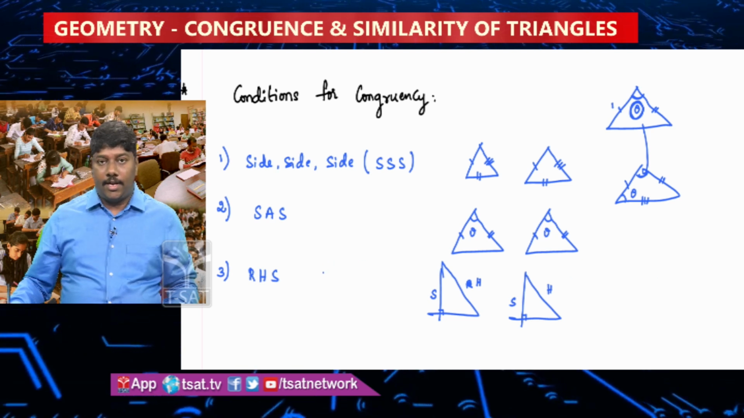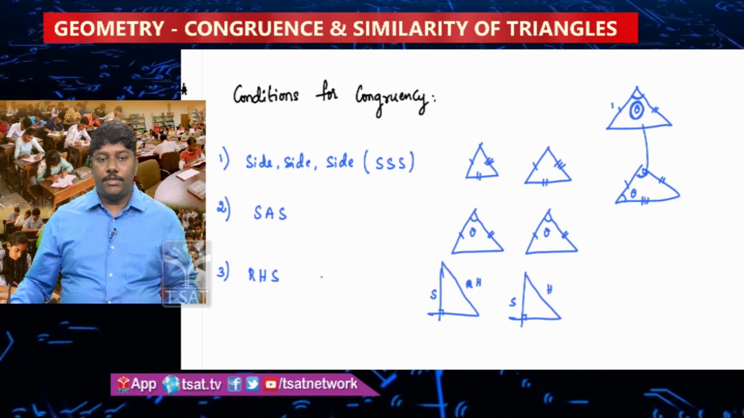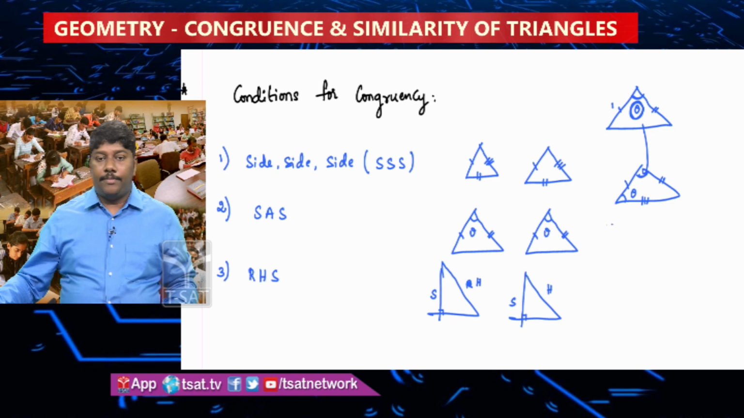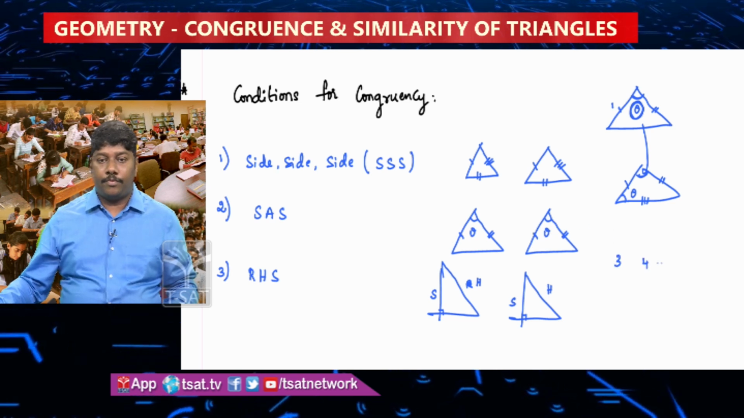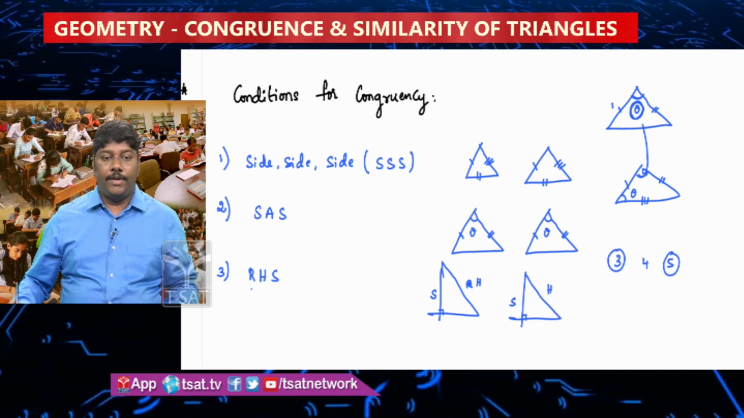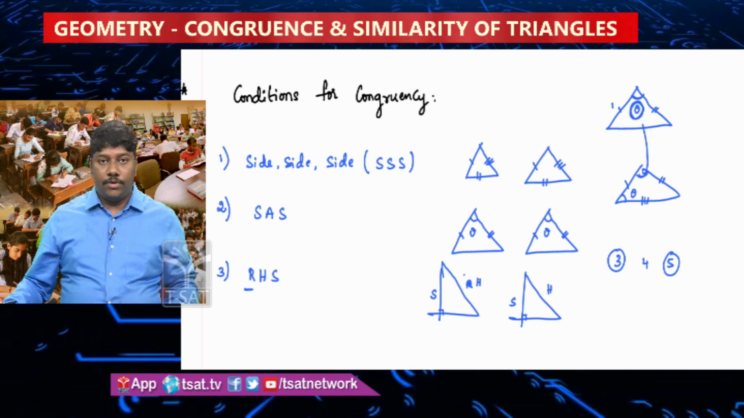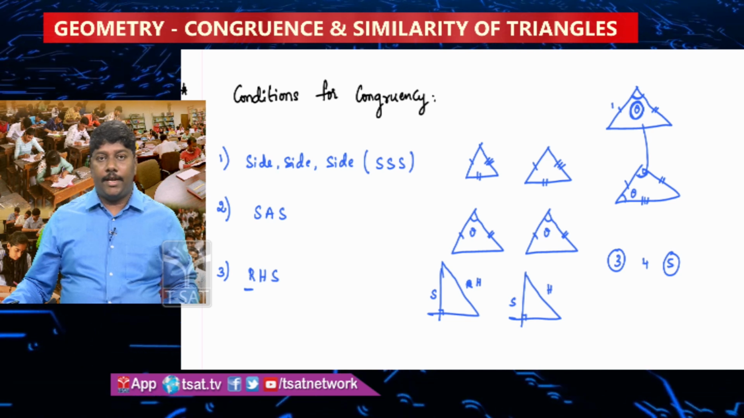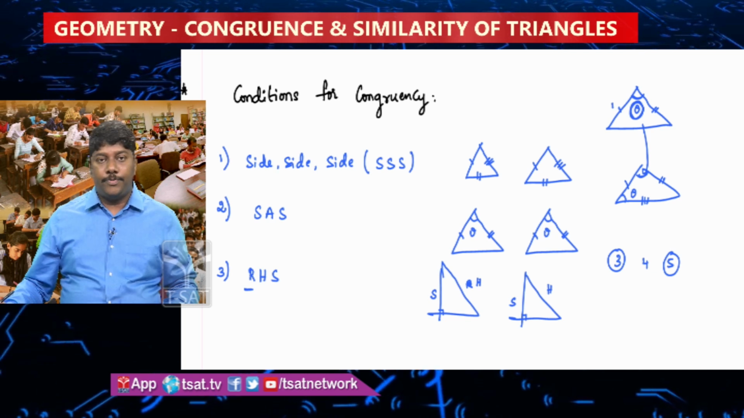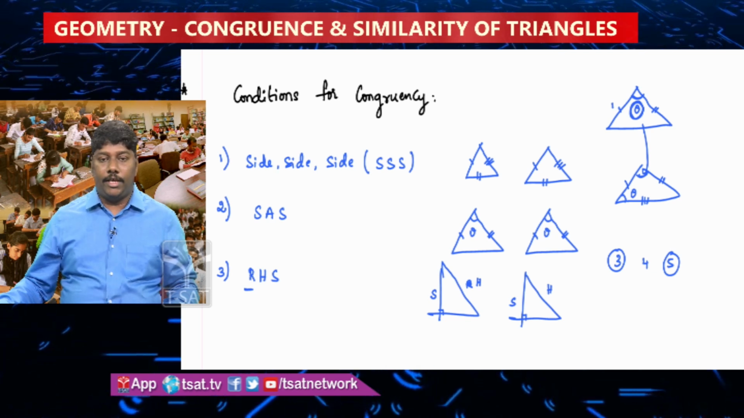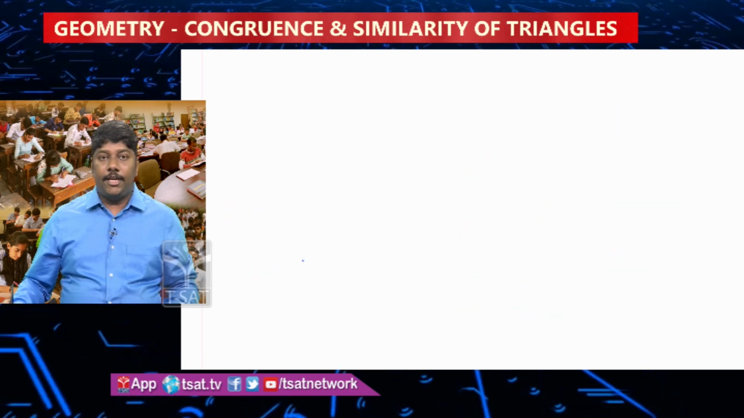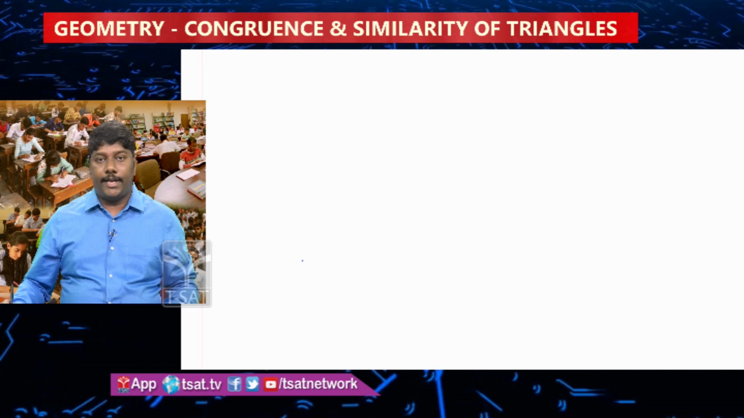So RHS: R means right angle, H means hypotenuse, S means any one of the sides. If you know one side, for example 3, 4, 5, you know side 5, side 3, and by using this right angle we can say it is a right angle triangle. So I am giving you two right angle triangles with side 3 and hypotenuse 5. Therefore the other side in both triangles will be 4 only, which means all three sides are equal. So by using these three conditions we can say two triangles are congruent triangles.